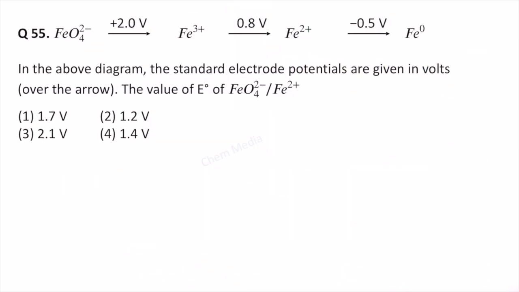In the above diagram, the standard electrode potentials are given in volts over the arrow. What is the value of E cell standard for FeO4 2- becoming Fe2+?